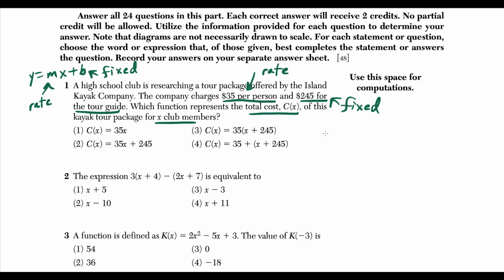So here, when I piece all this together, I'm thinking y equals the rate or slope is 35. So we have 35x plus 245, and now I just look at the answer key here, and this is going to match up with choice 2.